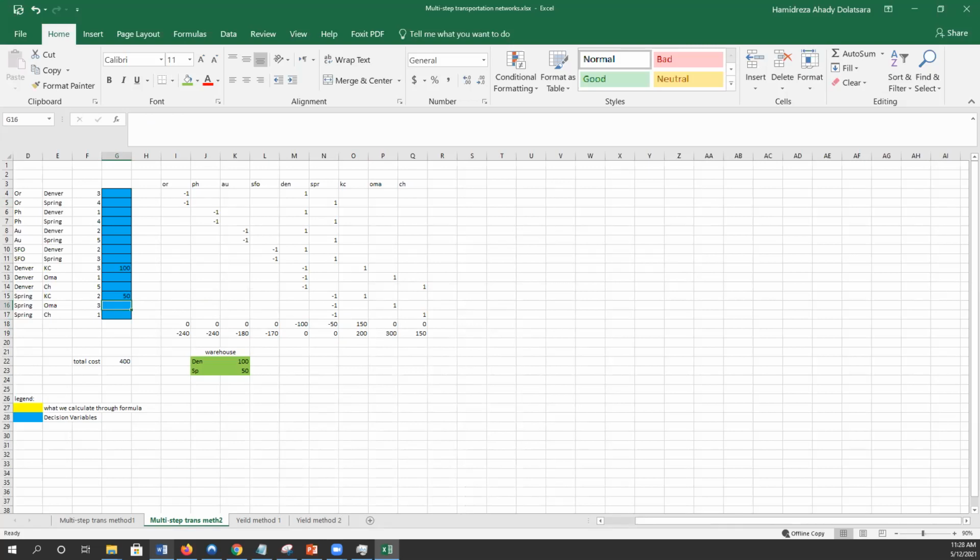So in the summary, for the supply points, the result should be less than or equal to these values, the absolute value. But for the demand points, the result of the formulas that you see later should be greater than or equal to my actual demands.